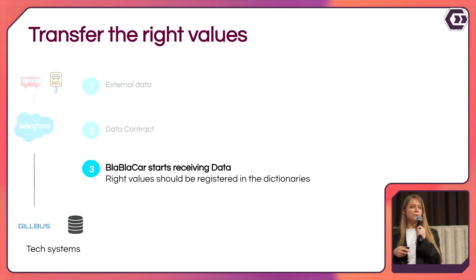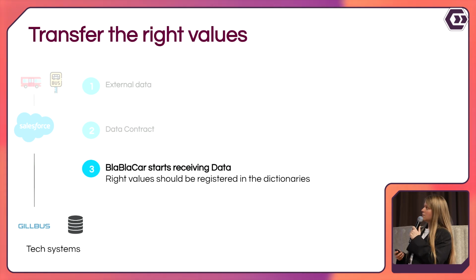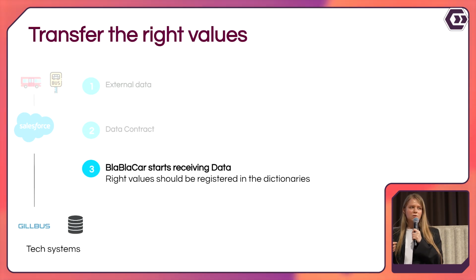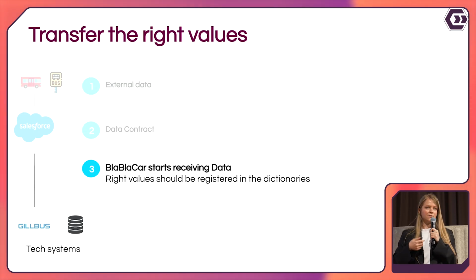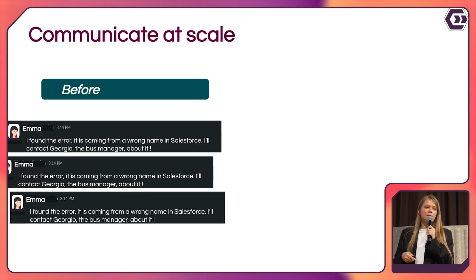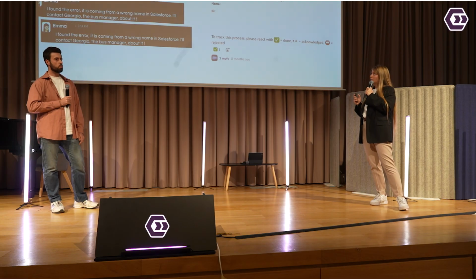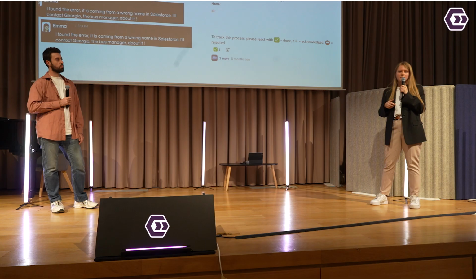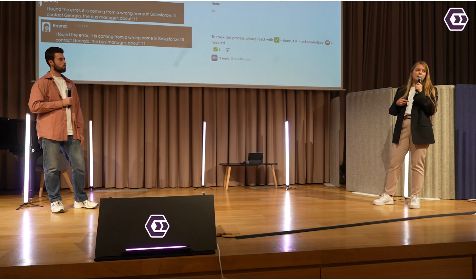But great, now the actual bus data starts coming into our tech systems, right? And this is the moment where we need to make sure that we indeed pass the right values, and the right values are registered in the right dictionaries, because as you imagine, there might be many. So how? Of course, you can write a lot of messages, but that's probably not what you want. Instead, we did an integration with Salesforce and Slack.